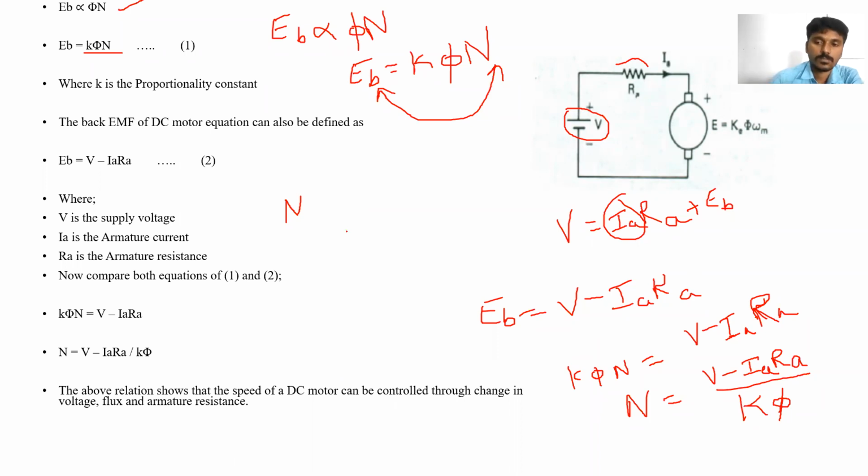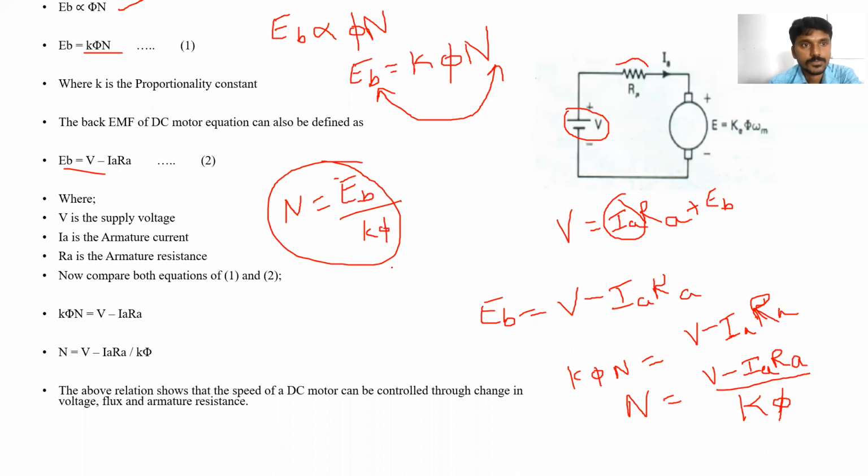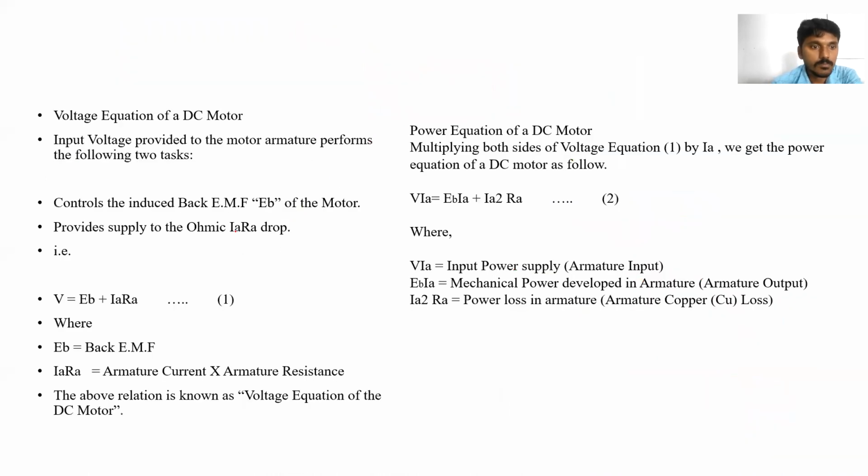Okay, so whenever you want to run the motor above the base speed, we can go for the field flux control method. So N is equal to EB by K phi. V minus IA RA we can write as EB. Is it right? So this is the basic equation of the DC motors. Clear?